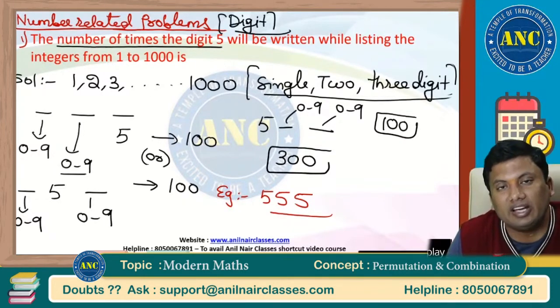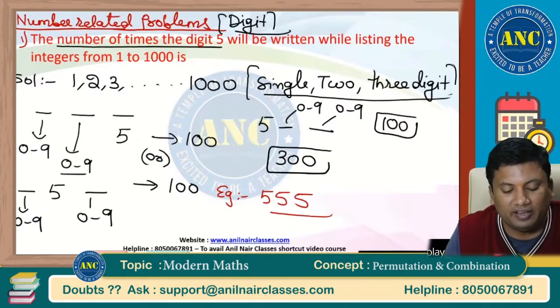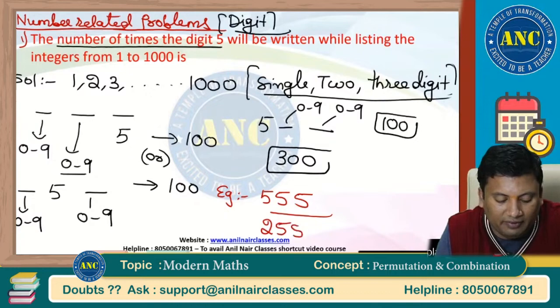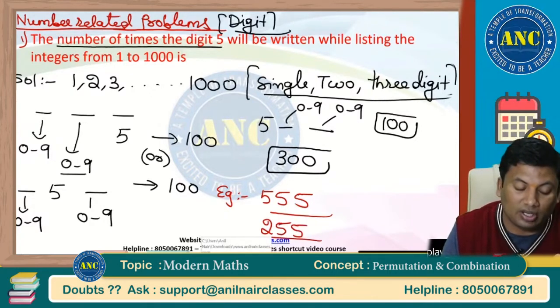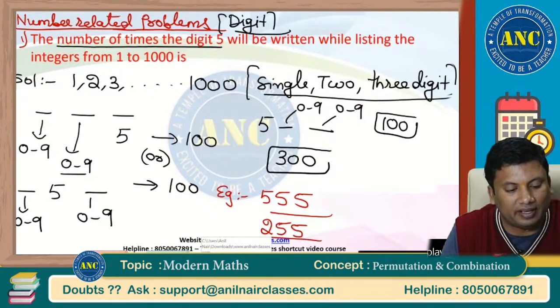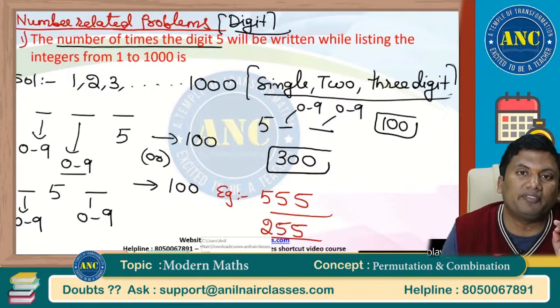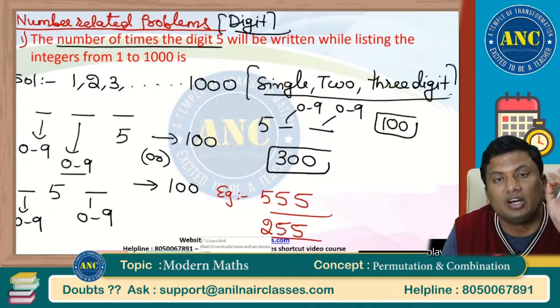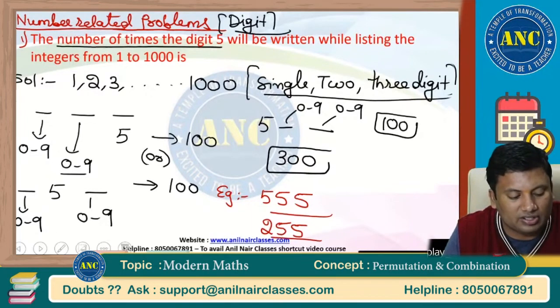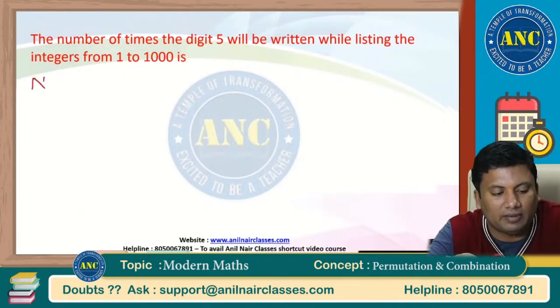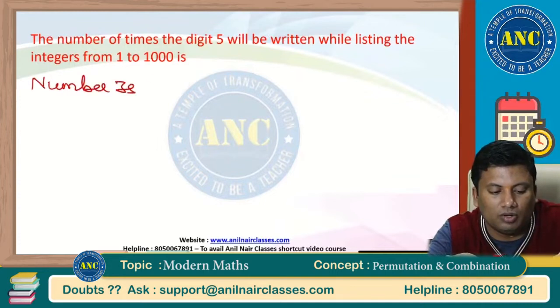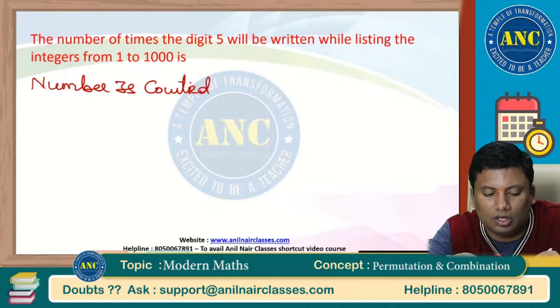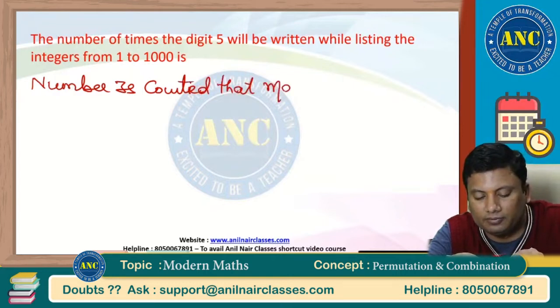555 is counted thrice because 5 is present thrice. 255: how many times is 5 present? Two times. So 255 should be counted twice. 255 is counted twice because 5 is present twice in that number. Please write down that point, sir. A number is counted that many times.